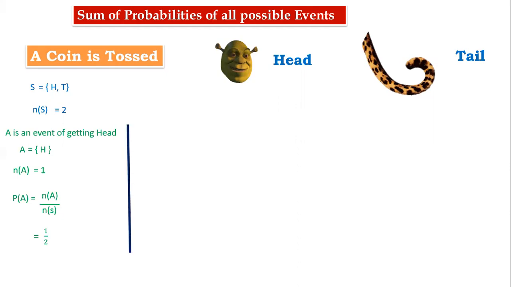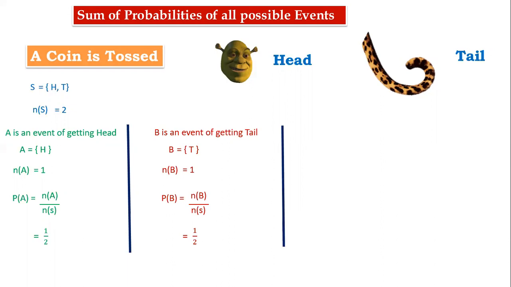Now, this is one possibility, getting head. Another possibility that I can think of is, suppose B is an event of getting a tail. What will be the elements in event B? That is only T. So, N of B will be 1. Now, understand, event A and event B should be from the sample space itself. Now, P of B, once again, is the number of favorable outcomes upon the total number of outcomes. In this case, it would be N of B upon N of S, that is 1 upon 2.